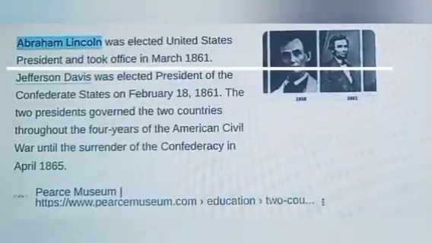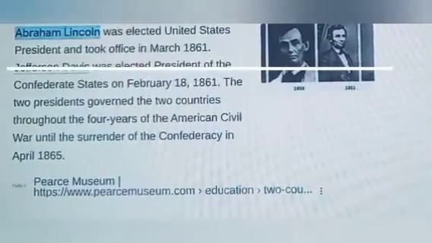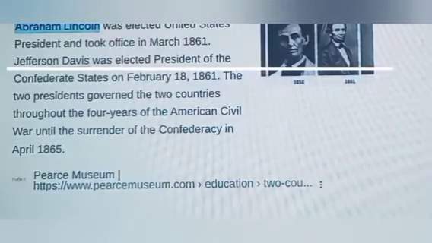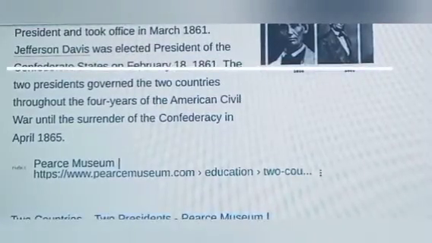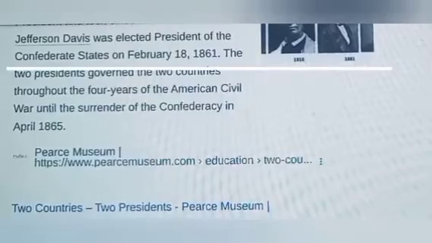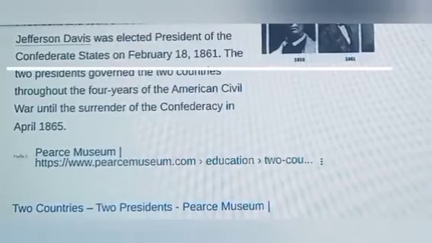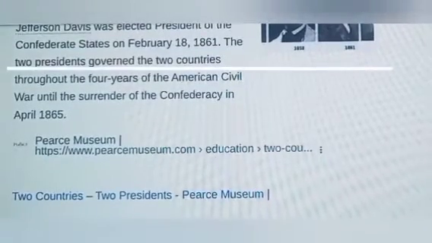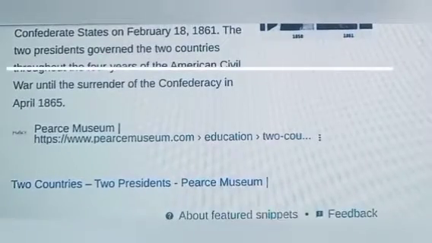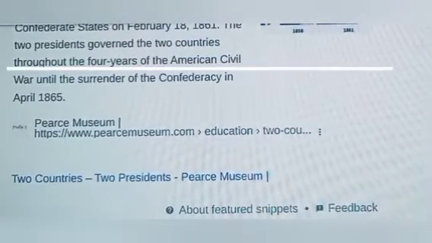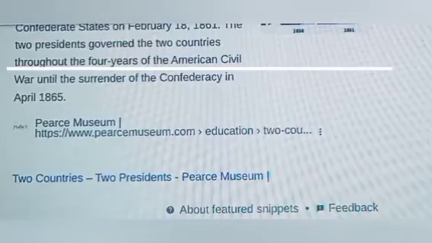Abraham Lincoln was elected United States President and took office in March 1861. Jefferson Davis was elected President of the Confederate States on February 18, 1861. The two presidents governed the two countries throughout the 4 years of the American Civil War until the surrender of the Confederacy in April 1865.